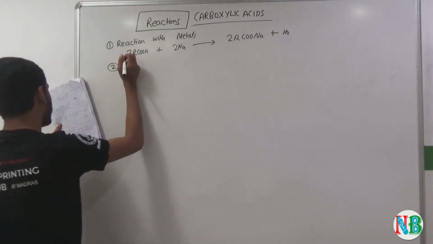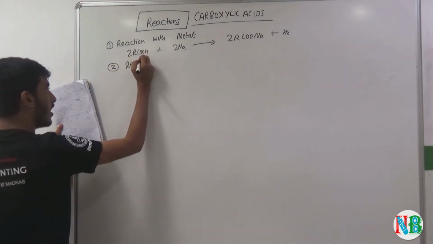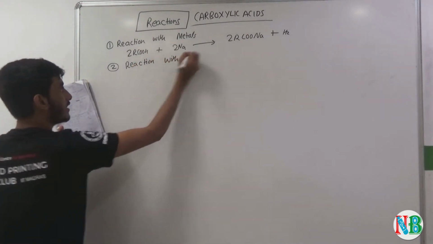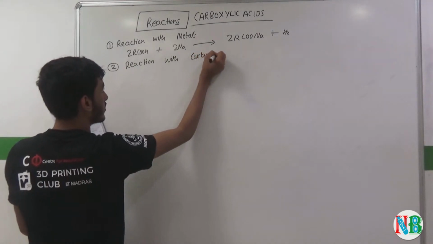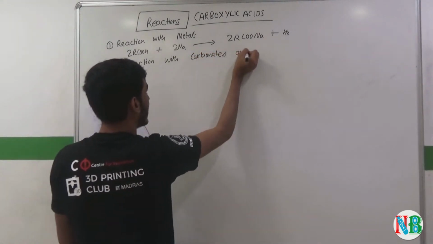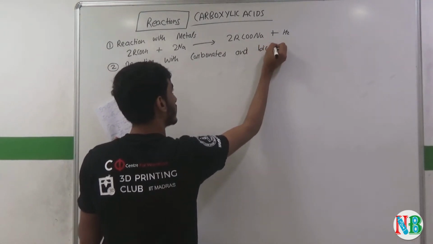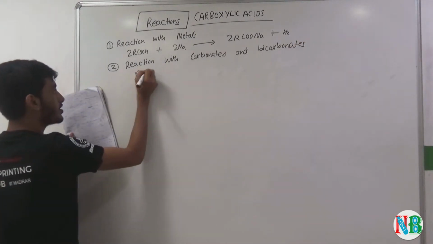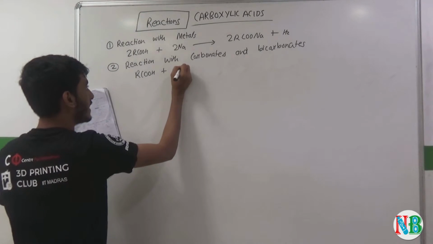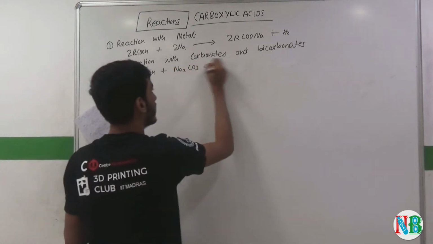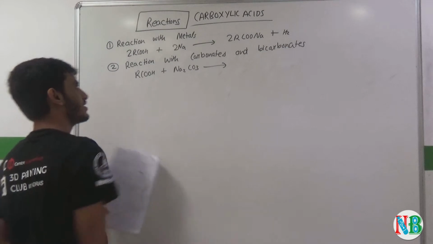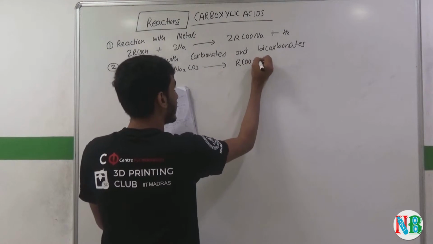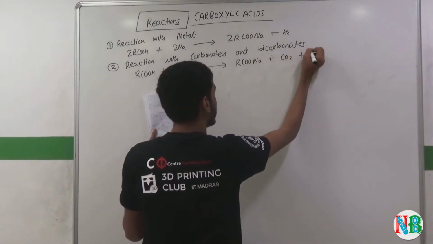The second reaction is with metal carbonates and bicarbonates. So RCOOH plus Na2CO3, that is a carbonate. Simple reaction, the H will go out and it will form RCOONa plus CO2 and H2O.